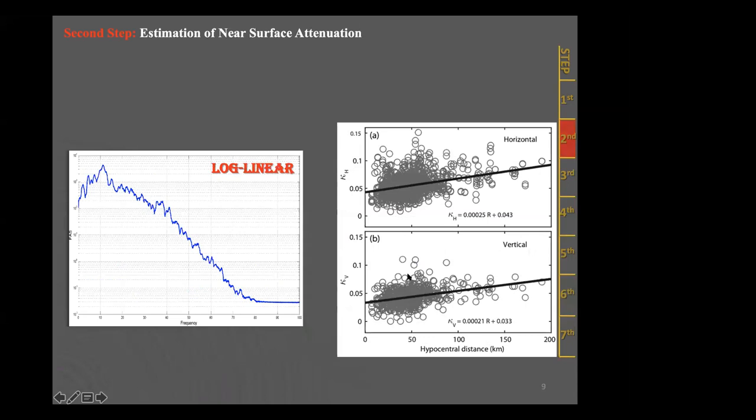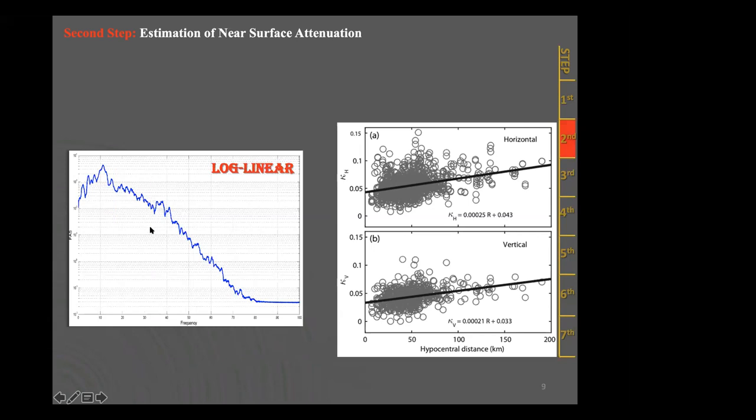So the second step is to estimate the near surface attenuation. You already know that this is the log linear plot of the Fourier amplitude spectra. And we select two frequencies, F1 and F2. F2 is where we find the noise to be dominant. In this figure, it's already filtered, so you cannot easily see why F2 is here.